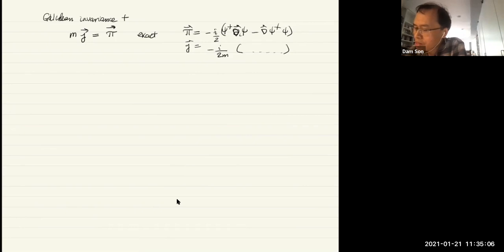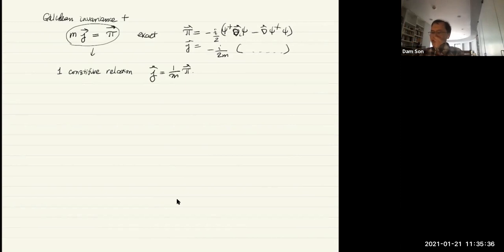So this one, its effect on hydrodynamics is immediate. It eliminates one of the things that we have to do. One of the constitutive relations is completely fixed. That is, now J is just 1 over m times pi, exactly. There's no other wiggling room. Okay.